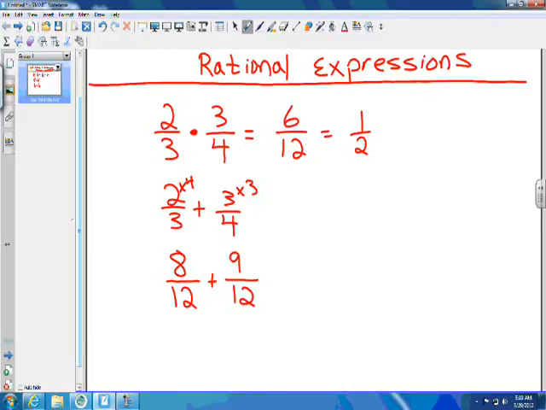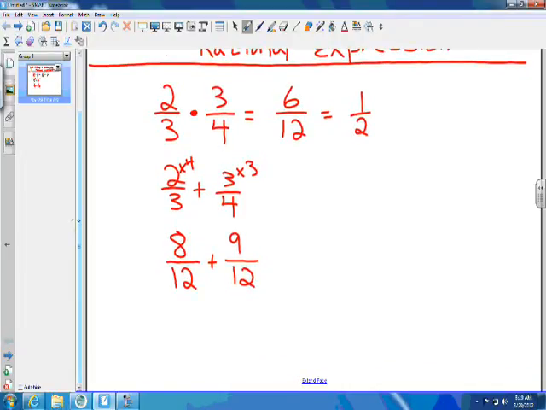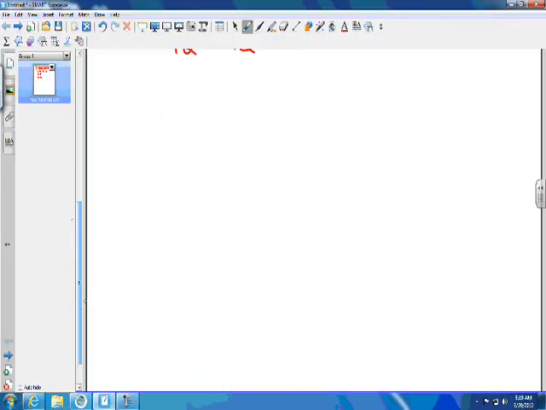So that's what you're doing today when you're adding and subtracting these fractions, only they're rational expressions, meaning you're going to have variables in there. So we will just go through examples, a lot of examples to prepare you for some homework problems, hopefully.